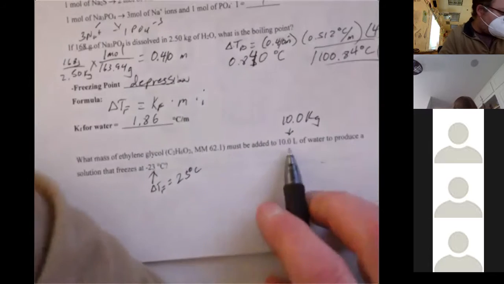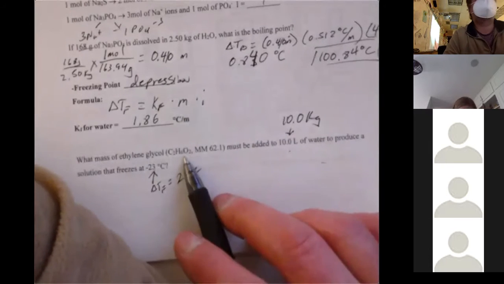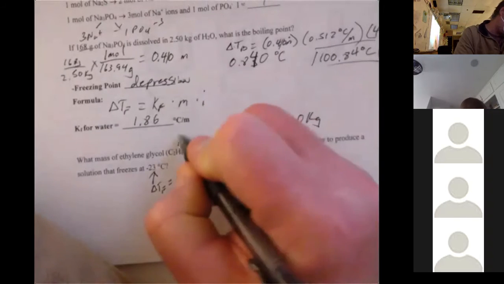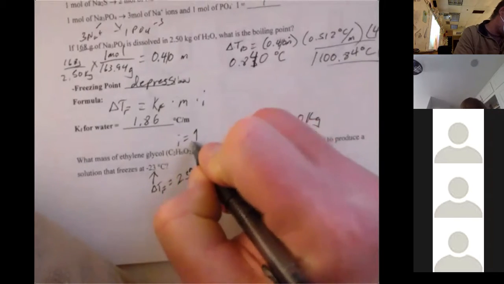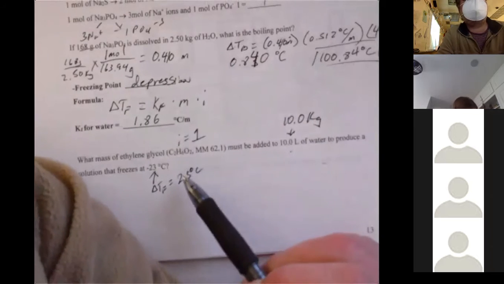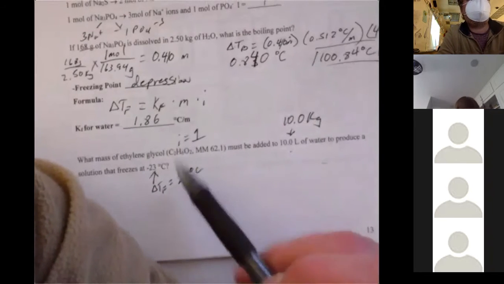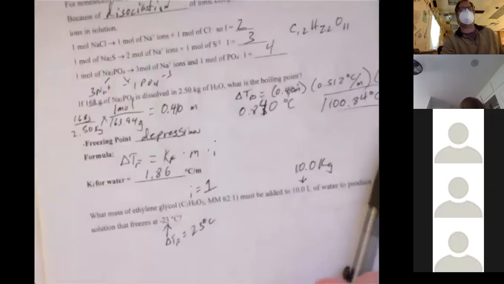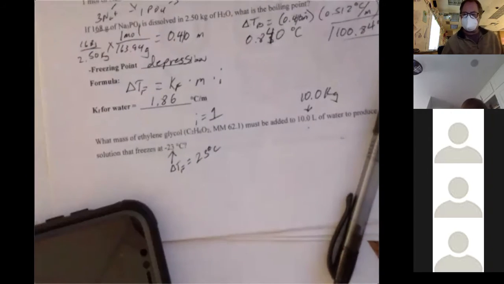So that's 10 kilograms. Somebody give me the Van't Hoff factor. So I want you to go ahead and take about 4 minutes, and I want you to solve for the mass of this ethylene glycol with that information. Cool. I'll give you guys 4 minutes for that.